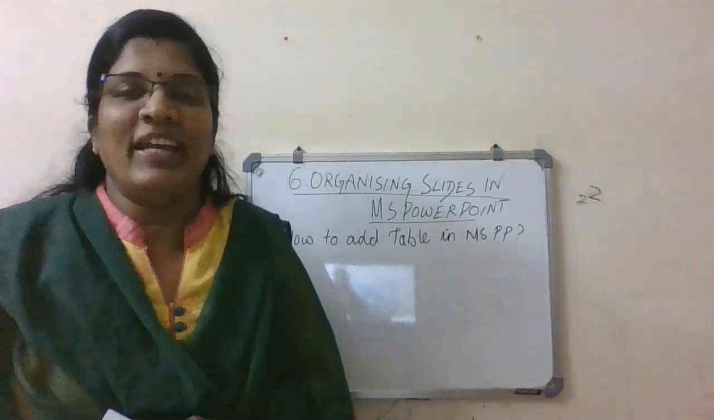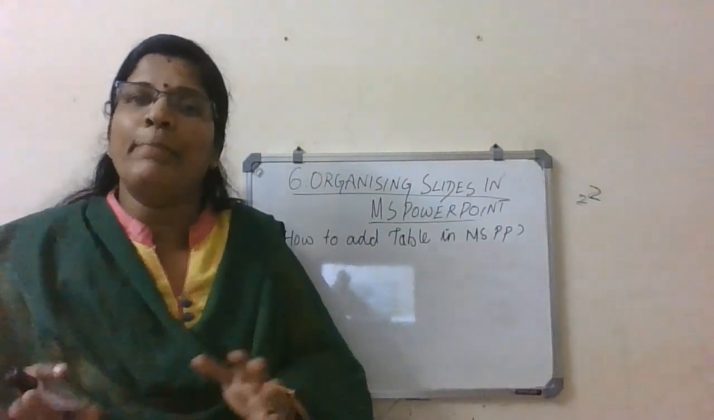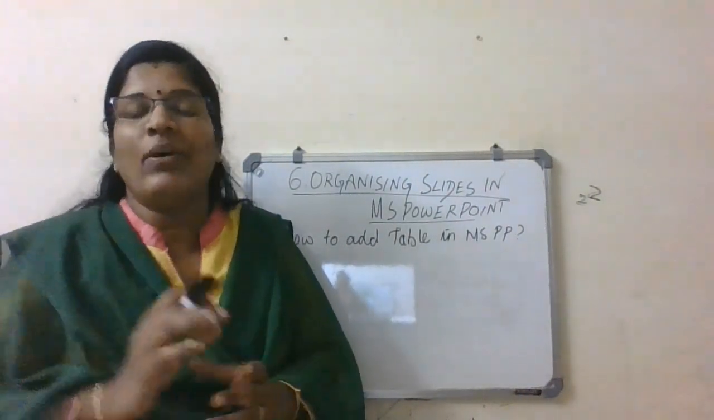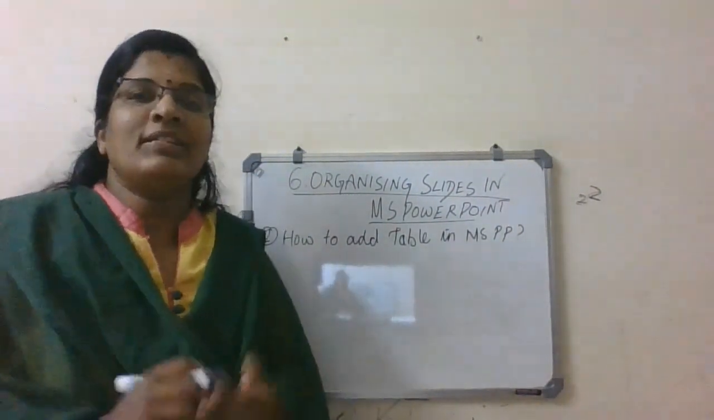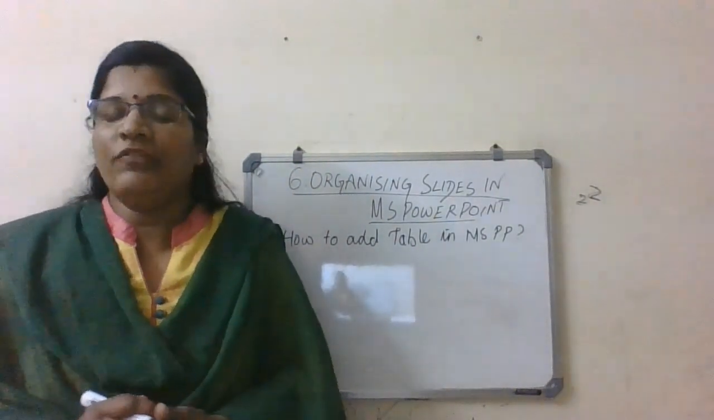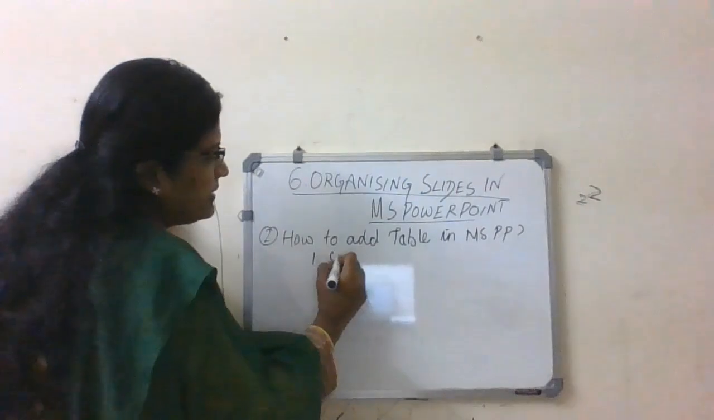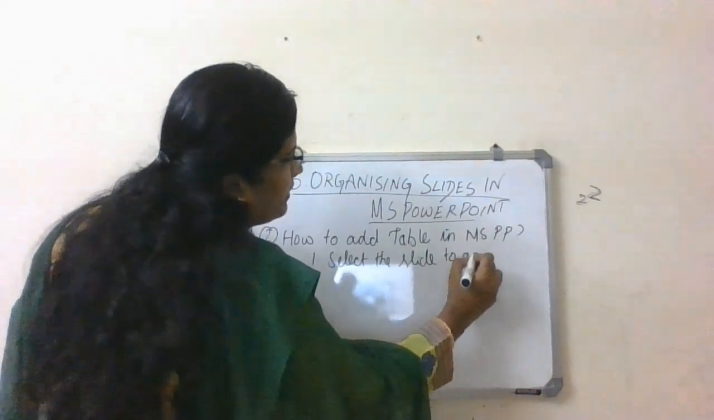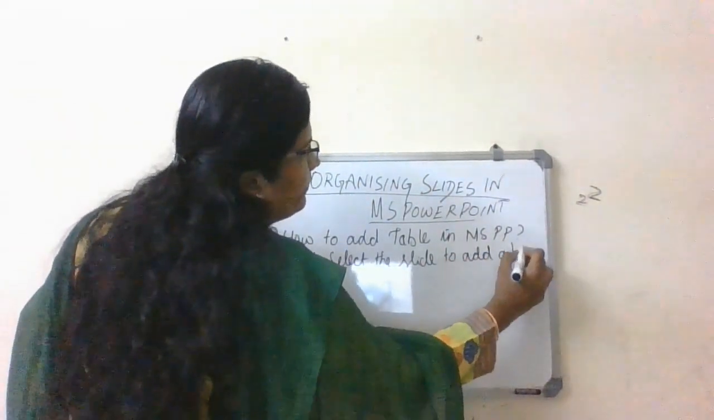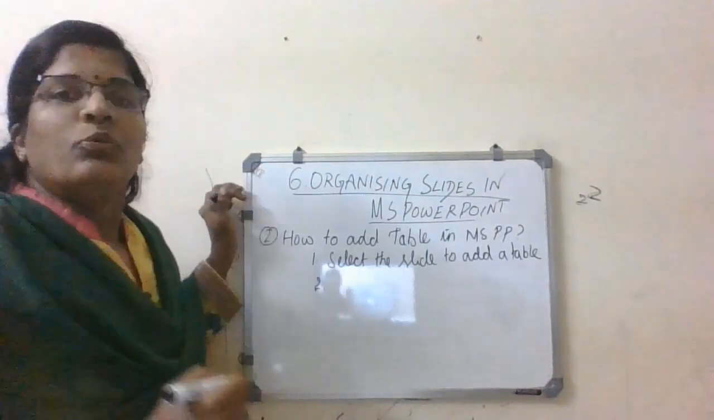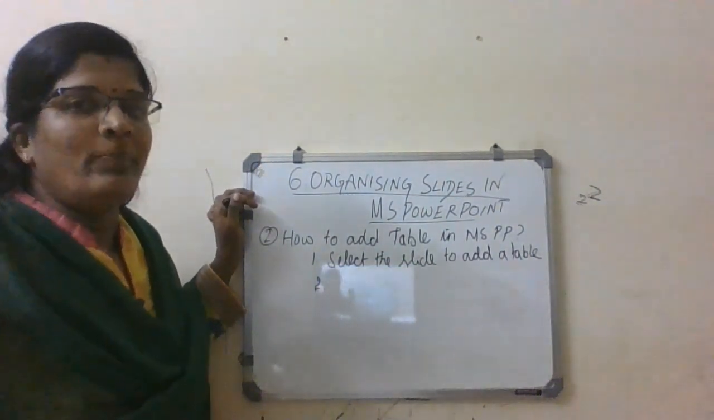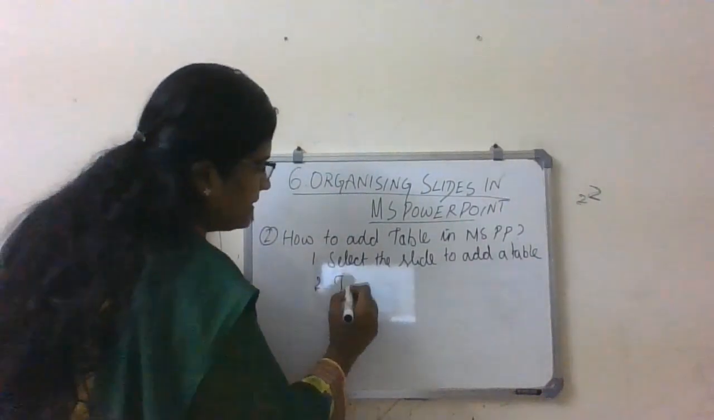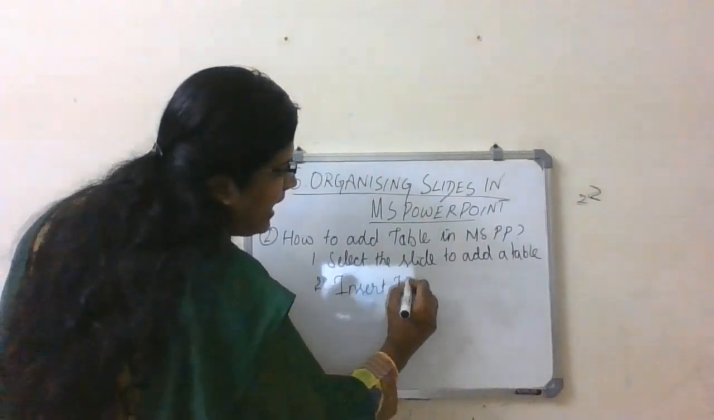That's good. 3 methods we can use. As you did in MS Word, the same procedure you have to follow. But select the slide. In which slide you want to add a table, click on that slide and then do it. So step 1, select the slide to add a table. Then which tab and which group we have to go? We are inserting a table. Then of course it's the Insert tab. Go to Insert tab.